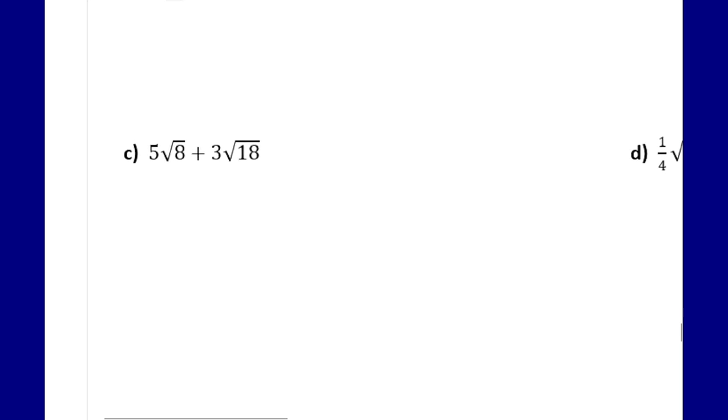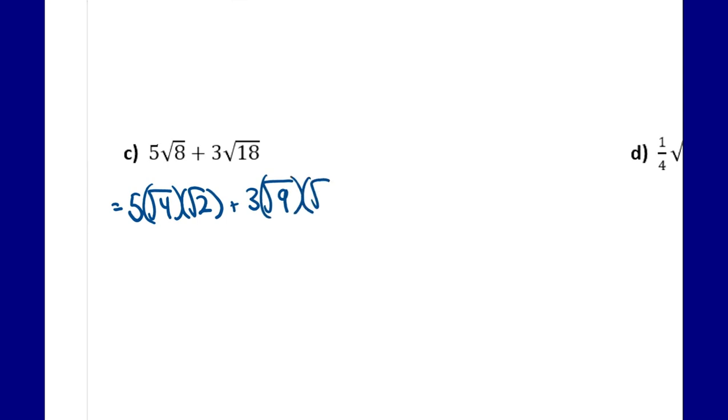For C, neither of these are like radicals. So let's see if I can simplify them or break them down further. In this case, I can actually break both of them down. Break down the first one into root 4 times root 2, and 18 I can break down into root 9 times root 2.